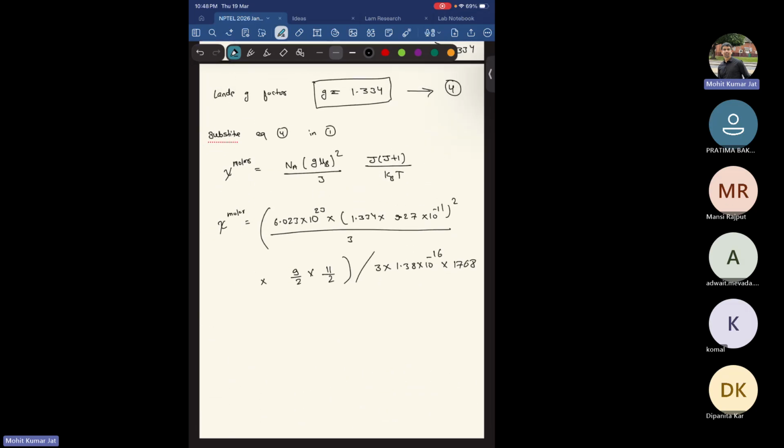So the chi molar is roughly 3.11 times 10^-3 centimeter cube per mole.